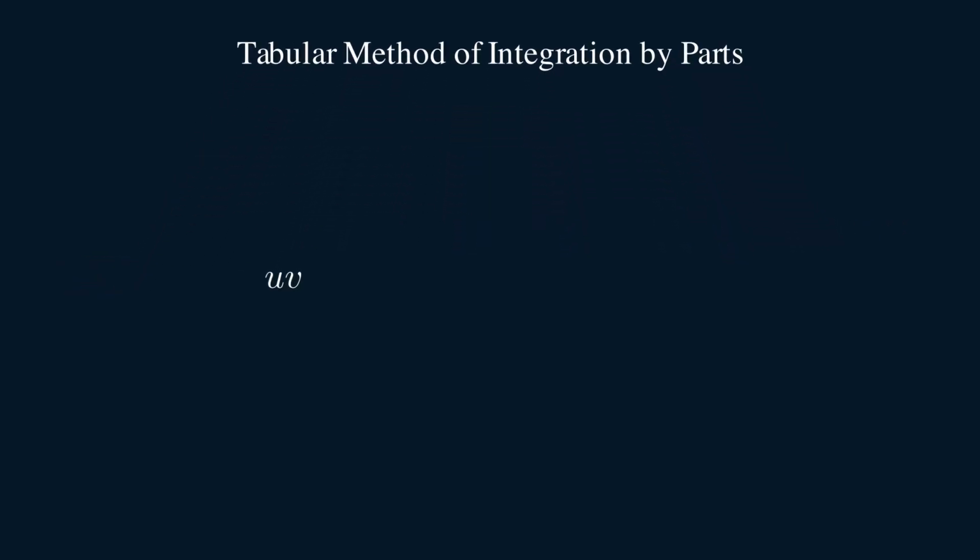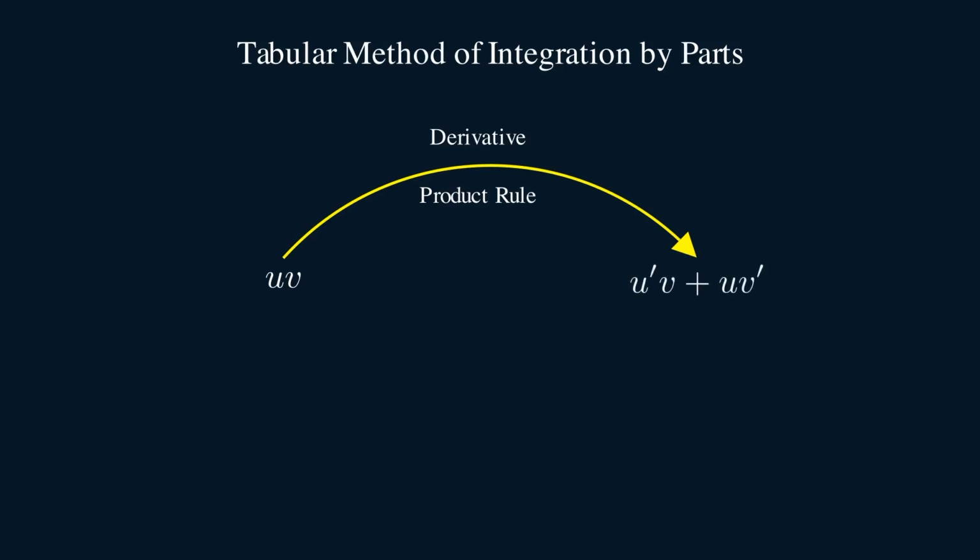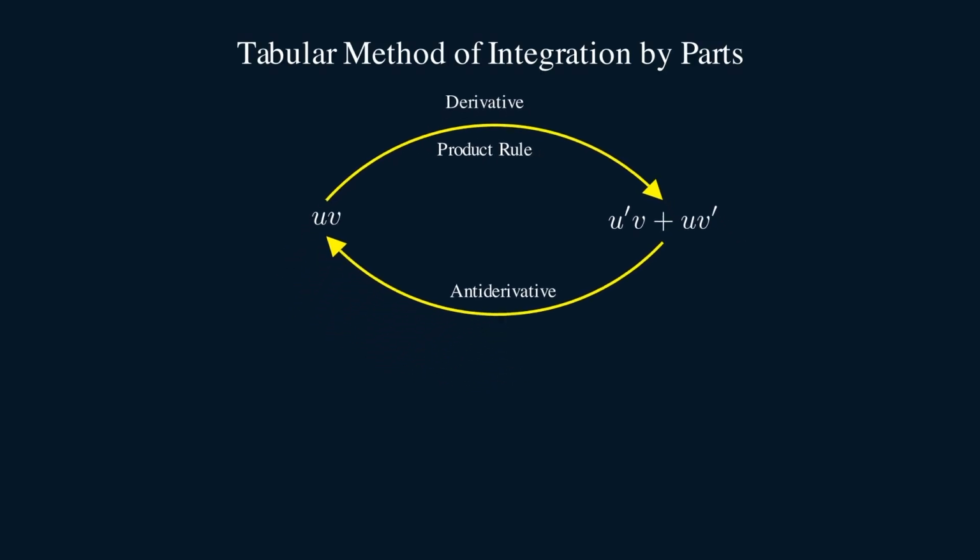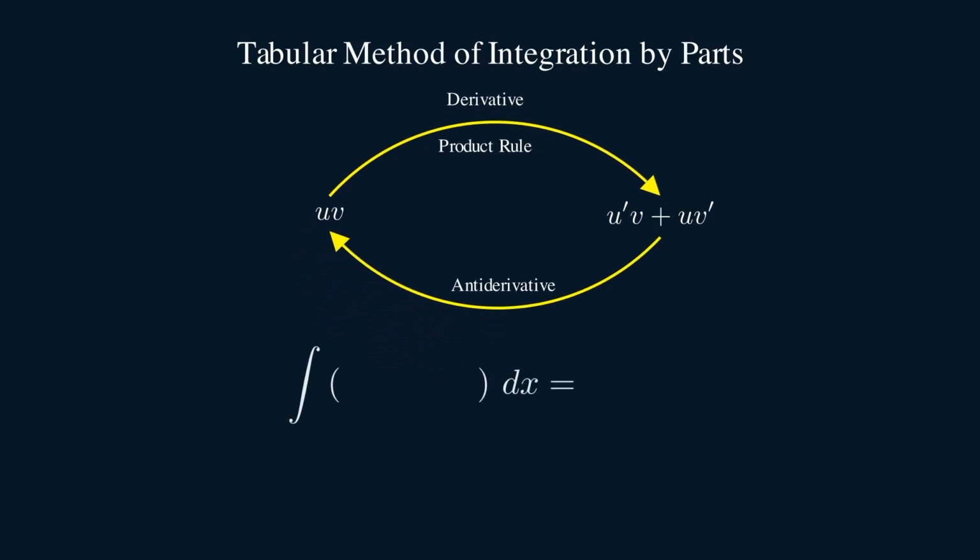If u and v are two differentiable functions of x, the derivative of their product uv is u prime v plus uv prime. This means the product uv is an antiderivative of u prime v plus uv prime. Here is the symbolic representation of this relationship, where c is the constant of integration.